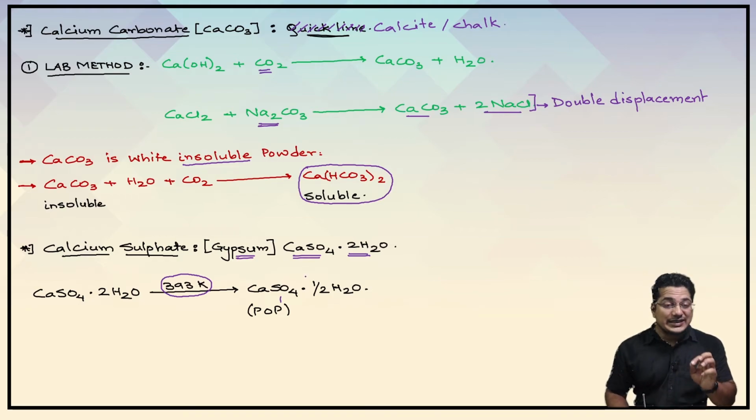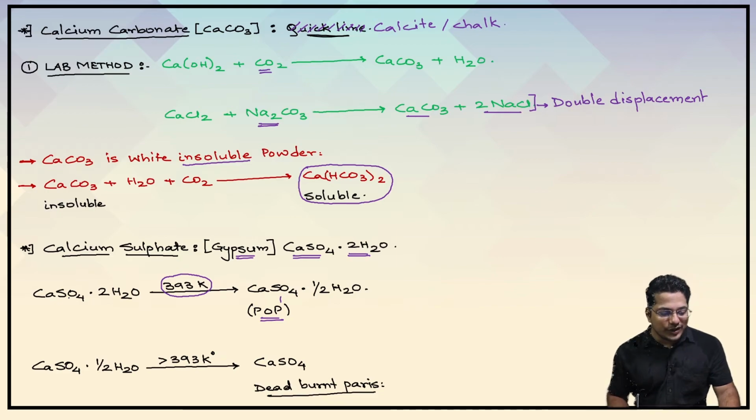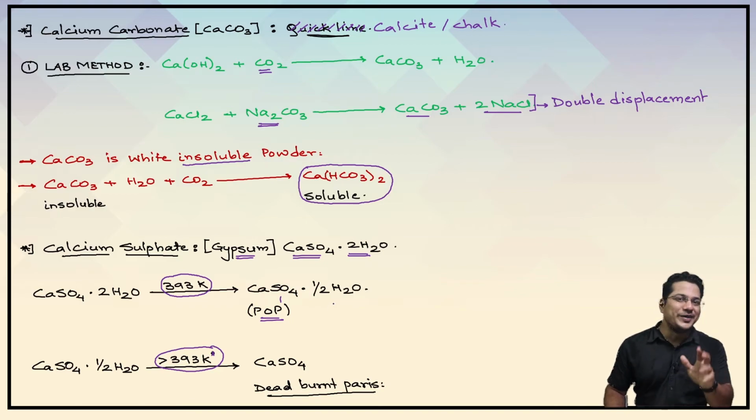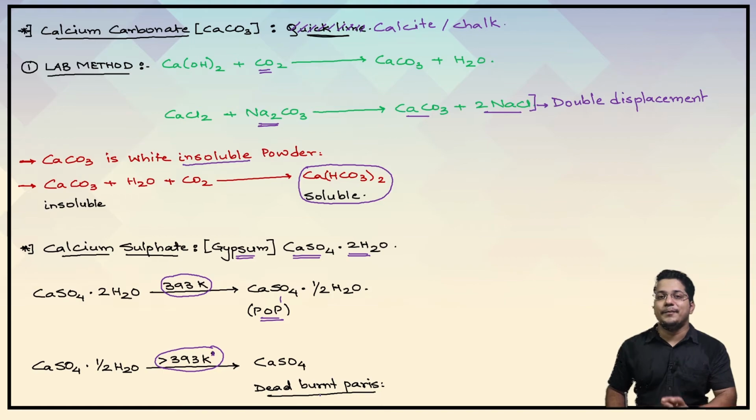So what would happen? CaSO4.2H2O gets converted to CaSO4.half H2O, and CaSO4.half H2O is referred to as plaster of Paris. Remember this. But if you heat CaSO4.2H2O at more than 393 kelvins, then the half molecule of water would also go away, giving you simply CaSO4, which is referred to as dead burnt plaster.